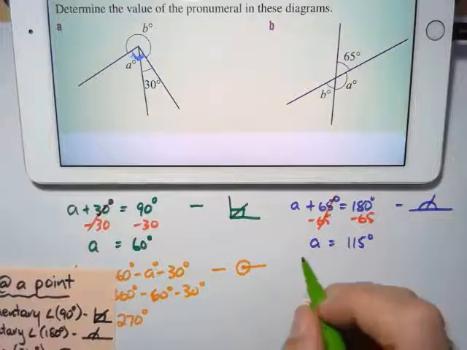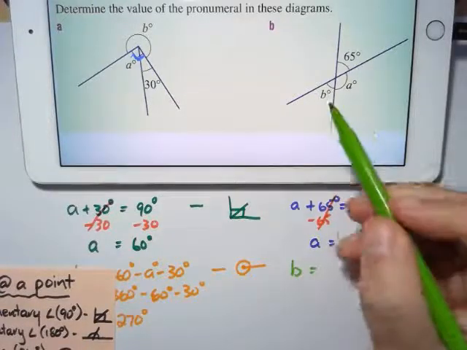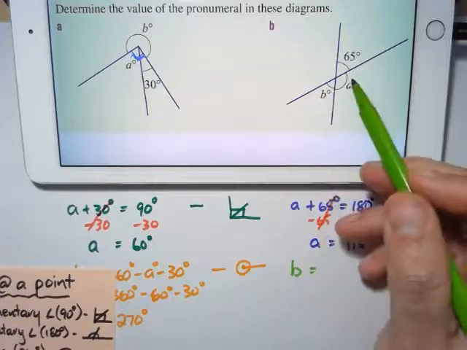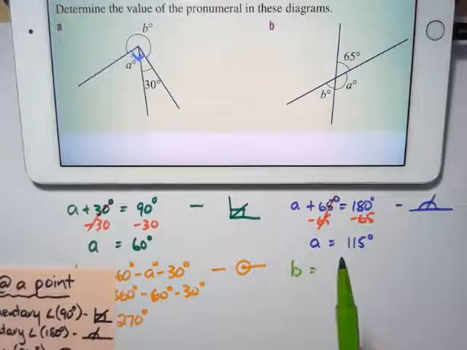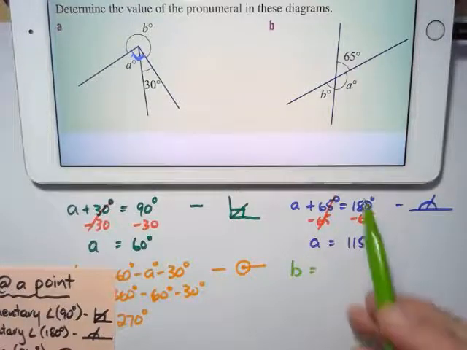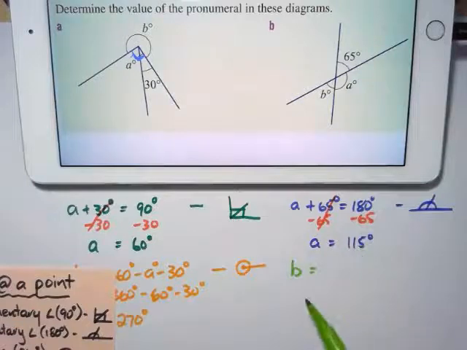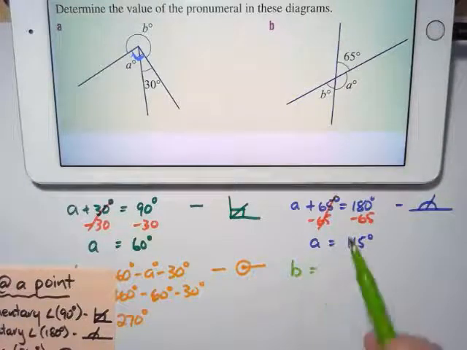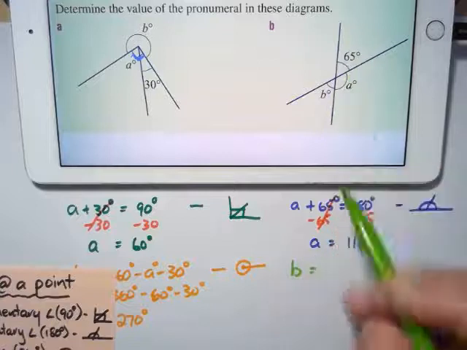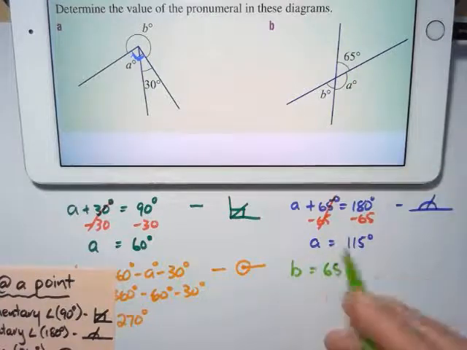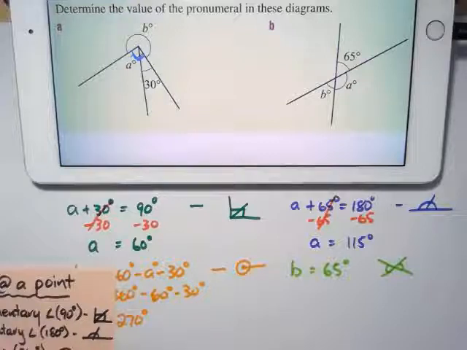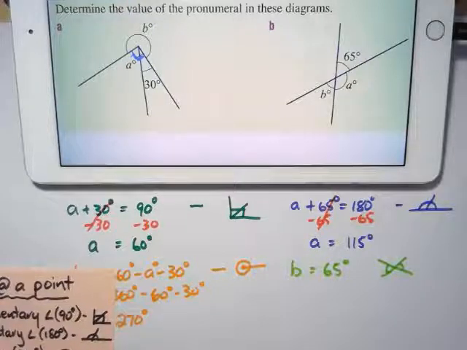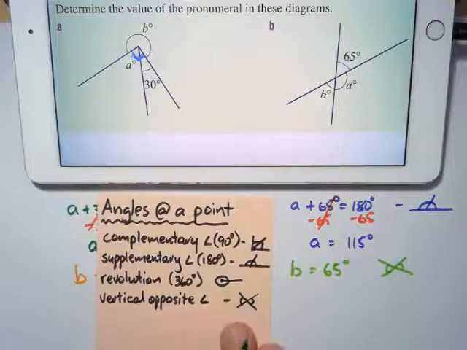Okay, how do I find B? B, there's more than one way to find it. So you can do the same. You can now say B and A together is 180, and you can have the same reason. The only problem with an answer like that is if you miscalculate A, then B is also going to be wrong. What I can say is B is exactly the same as 65 degrees. And the reason I can say this is because they are vertically opposite each other. And that is all the answer that you need to give. Vertically opposite angles, that's the reason.